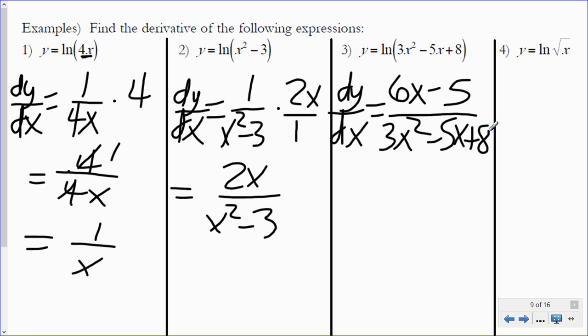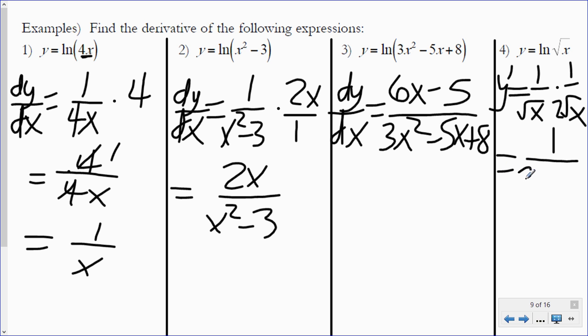Number 4 real quick. Natural log of the square root of x. So again, we're going to start with 1 over the square root of x, but then times the derivative of square root of x. And remember, that ends up being 1 over 2 times the square root of x. And so if we multiply straight across, we'll just get 1 over 2 times, well, square root of x times square root of x is just x, because the radical goes away.